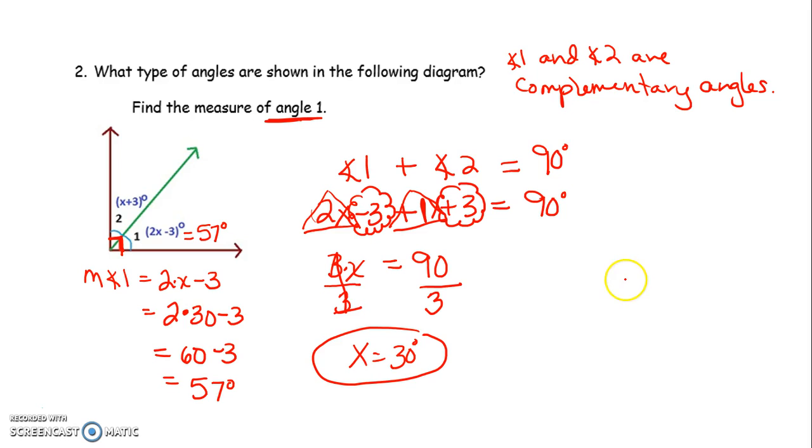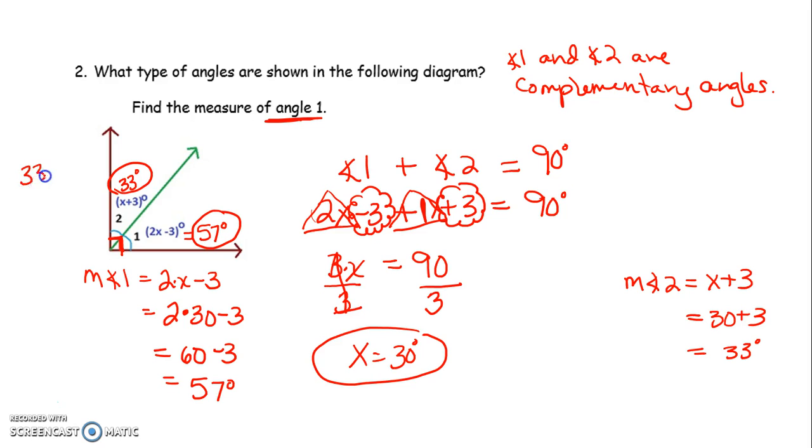Measure of angle 2, they don't ask for it, but if they wanted the measure of angle 2, that's x plus 3. X is 30, so that's 30 plus 3. 30 plus 3 is 33 degrees. We could have also found the measure of angle 2. And if you add up 33 and 57, what had you better come up with? Keep in mind, these are complementary, so they better add up to 90 degrees, and they do. So that's just a quick check. But they wanted the measure of angle 1. We found the measure of angle 1 to be 57 degrees.